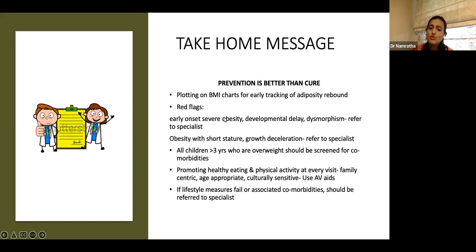Some of the red flags to look for in children who come to us are early onset severe obesity, developmental delay, or dysmorphism. These children need to be referred to an appropriate specialist, and any child with obesity who has short stature or growth deceleration has to be referred to an endocrinologist. All children more than 3 years of age who are overweight and obese should be screened for comorbidities. So, promote healthy eating and physical activity at the very first visit. It has to be family-centric, culturally appropriate and age-appropriate advice that we give. If lifestyle measures fail or if there are associated comorbidities, they have to be referred to specialists for further management.